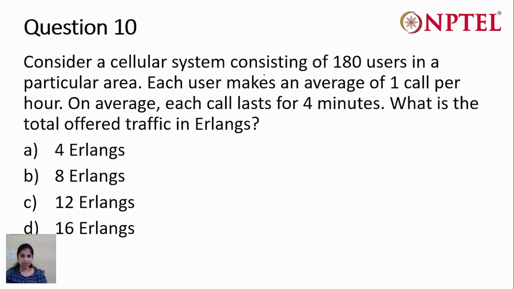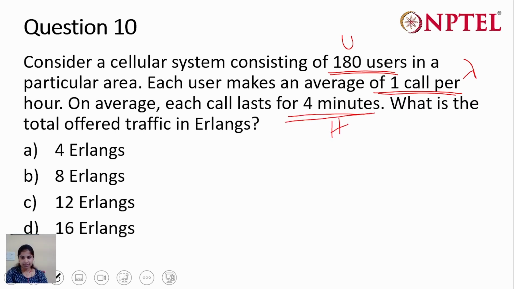Consider a cellular system consisting of 180 users in a particular area. Each user makes an average of 1 call per hour. On average, each call lasts for 4 minutes. What is the total offered traffic in Erlangs? Total number of users we have, each user makes an average of 1 call per hour and each call lasts about 4 minutes. So it is 180 multiplied by 1 multiplied by 4.